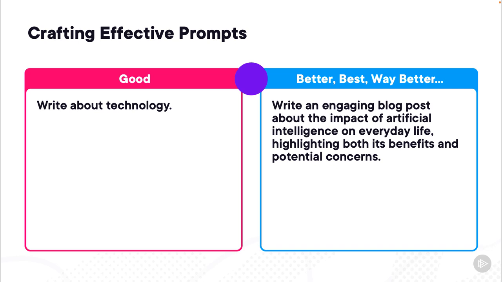This is a great prompt. It is effective because it's specific and provides more context to the LLM. It tells it to write about a specific topic, artificial intelligence, and to adopt an engaging tone. It also tells the LLM to include information about the benefits and potential concerns, which is quite good.